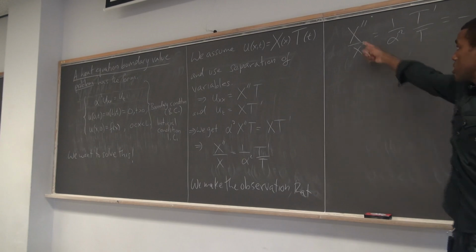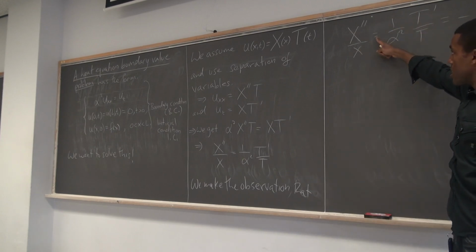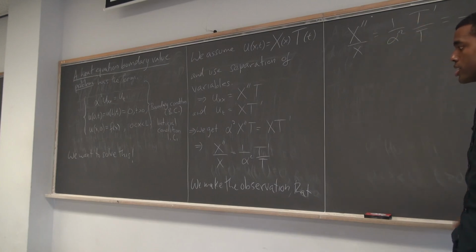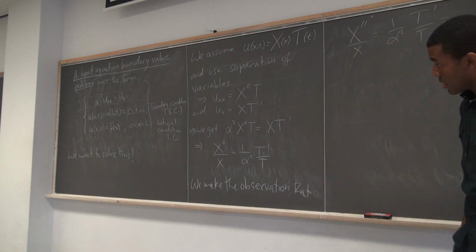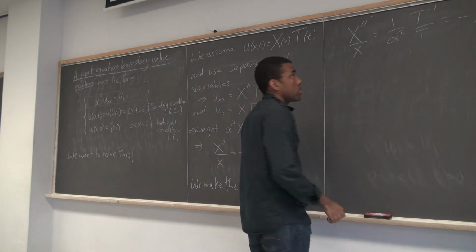The reason being, these are two different variables. They're varying at different rates. The only way we can ensure that this equation holds in all cases is if these two expressions are constant. They're actually not changing with respect to each other, right? Because we don't want the x to be doing whatever it's doing while the t is not.